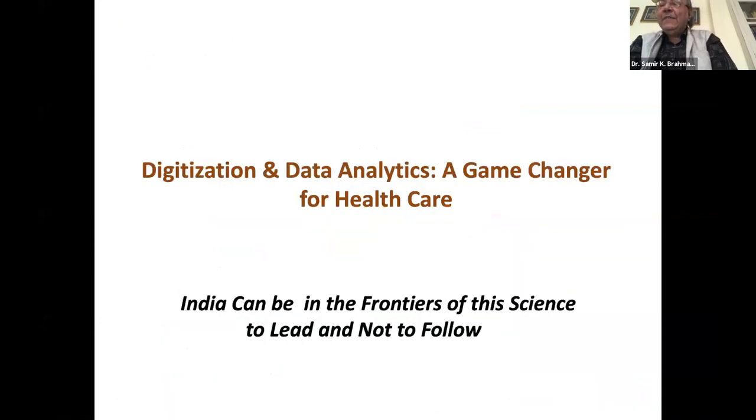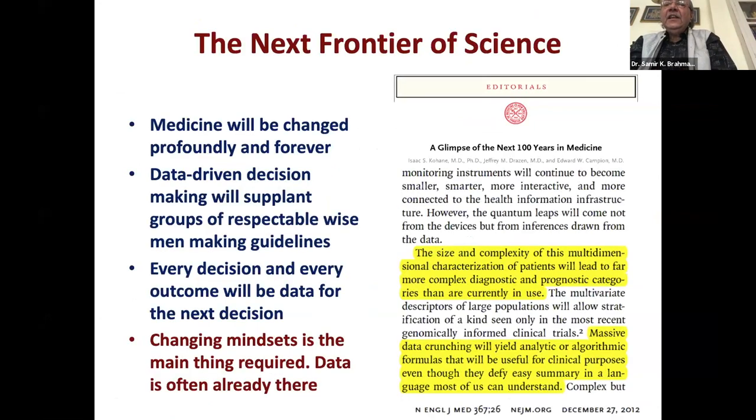So it's a game changer. And can we lead it? Where are the signs that India can become a leader and not a follower? So I'll give you first of its kind examples, which will help you. Next slide. So data-driven decision-making in healthcare is the future. And every decision needs to be followed. Outcome will be data for the next decision. And changing mindset is the biggest challenge. How do you make a medical practitioner believe in data scientists? And how do data scientists learn medical words and understand how data is captured?